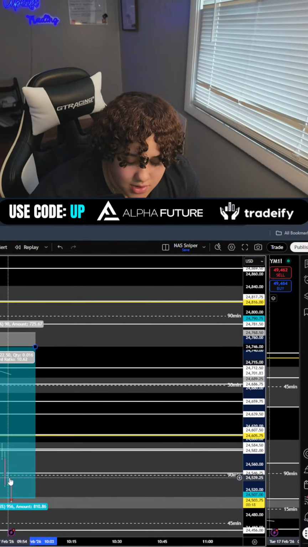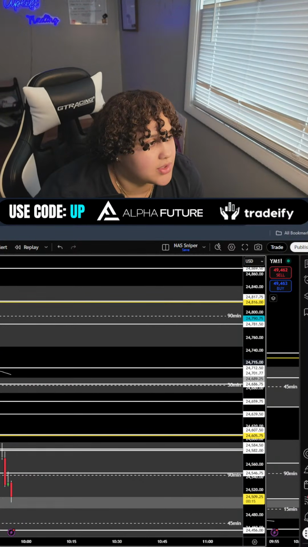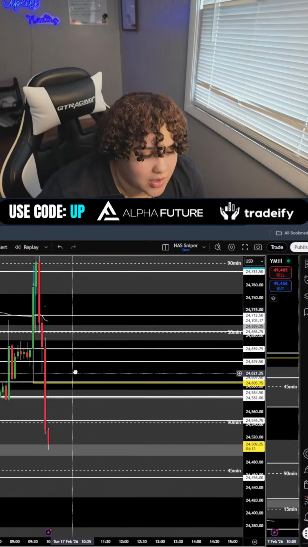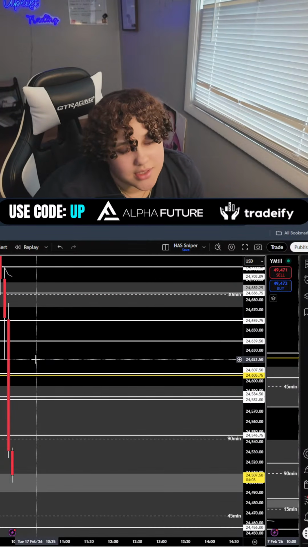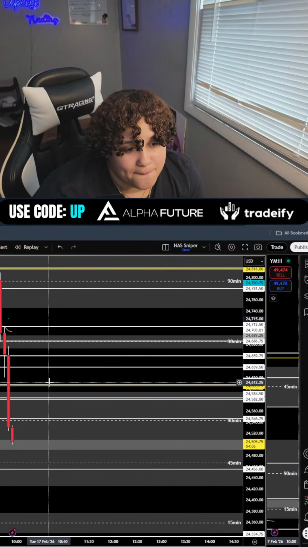Oh, and that was the 5 minute candle close. 5 minute candle closed out. I would say, for now, bearish for sure. It's a nasty 5 minute candle. Insane.